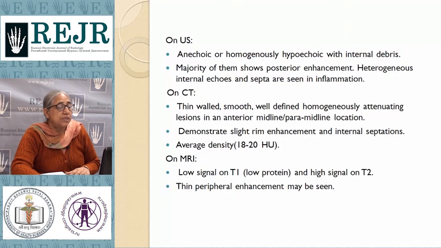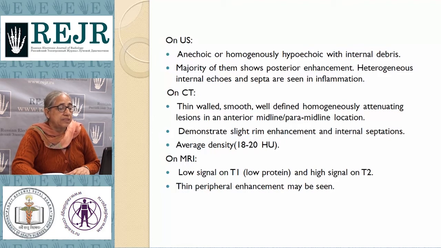On ultrasound, they are seen as anechoic or homogeneously hypoechoic with internal debris. The majority of them show posterior enhancement. Heterogeneous internal echoes and septa may be seen when there is inflammation.